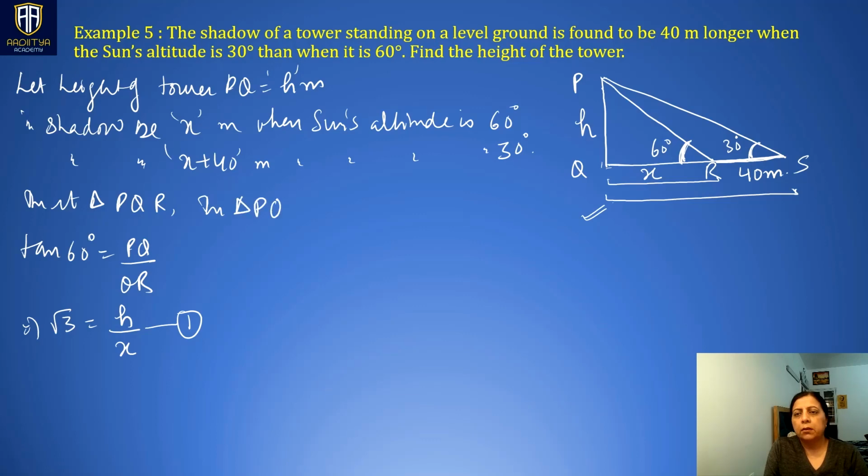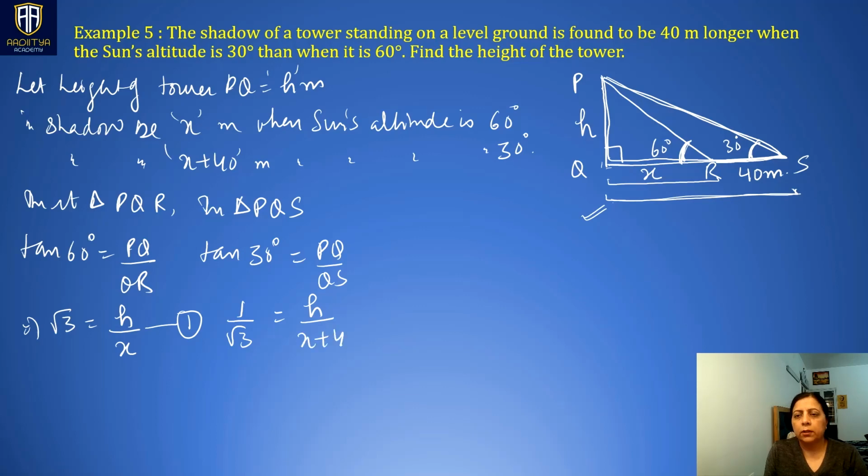In triangle PQS. PQS, that means the whole triangle, the bigger triangle, right? In this case, again this is 90 degree and angle of elevation is 30 degree. So this is tan 30 is PQ upon the whole denominator, whole base as QS. Now this is 1 by root 3. PQ is H. QS is X plus 40. Right? This is our second equation. Now again we have got two variables and two equations to solve them. Right? How can we do that?